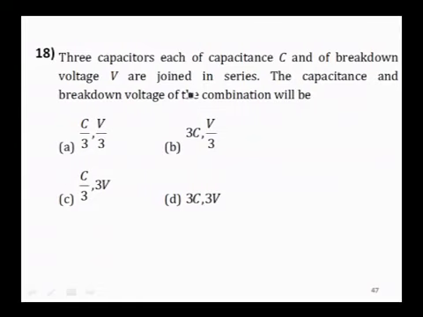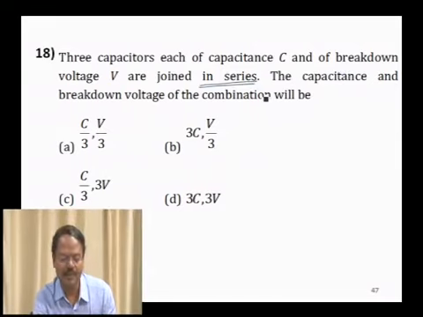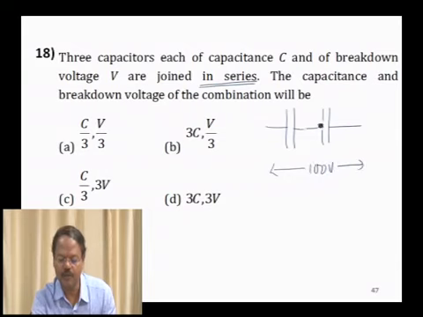Going further: 3 capacitors each of capacitance C and of breakdown voltage V are joined in series. Capacitance and breakdown voltage of the combination will be? Notice that when you put capacitors in series, the charge is the same, but the potential difference divides among them. If both are equal, for example, if I apply some 100 volts here, both of them will get 50 volts.